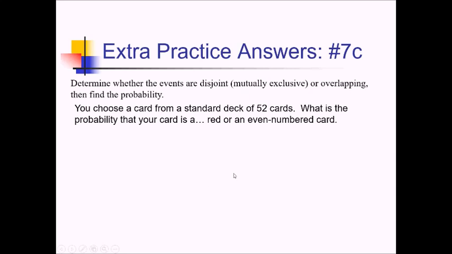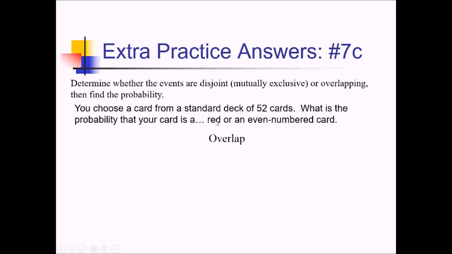On this problem, we're asking about the probability that our card is red or evenly numbered. Now, before we actually do that probability, is there overlap or are these disjoint? Are there red cards that are even? Well, yeah, the 2 of diamonds and many others. So because we have overlap, we're going to find the individual probabilities and add them together, but then we're going to have to subtract the overlap. So let's do our probabilities now.